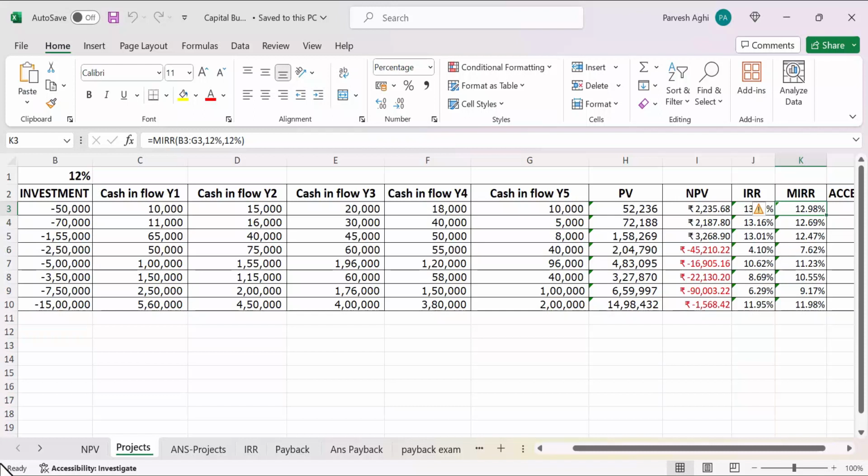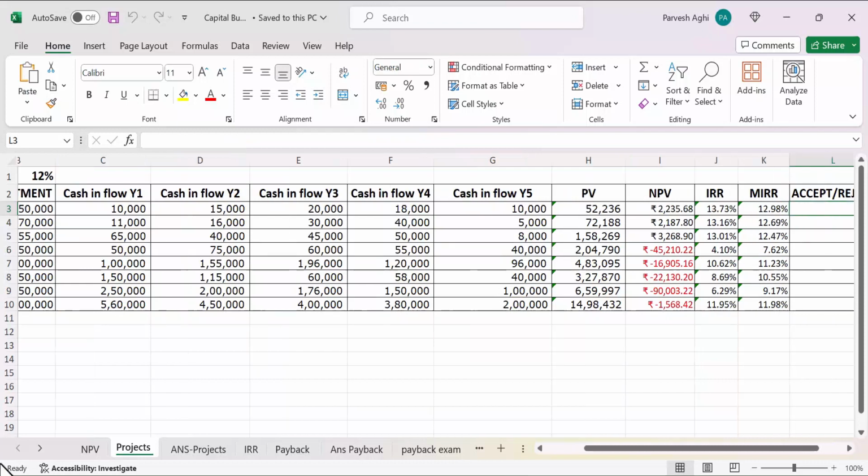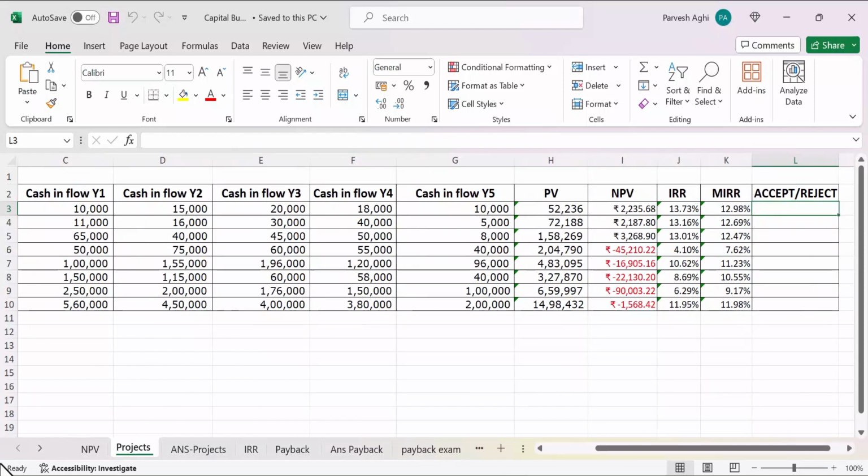So here we adjust so that the cash flow which we are getting every year is redeployed at the cost of capital, not at the return which the project is giving. So you get 12.98%, still greater than 12%, which means that we should go ahead with the project. So based on all these three parameters, we got the answer that we should accept the first project. Is that okay? Fine.